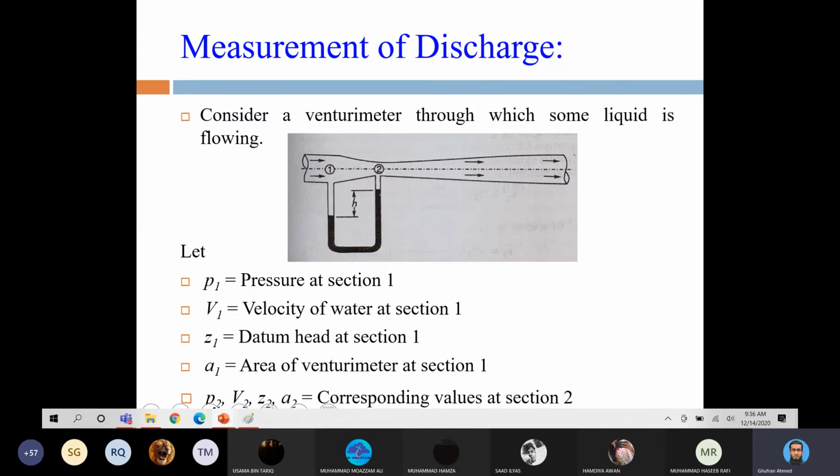So consider a venturimeter through which some liquid is flowing. Let it have two parts: one is a pipe section at section 1, and the other is a throat section. So this is the throat and this is the pipe. Section 1 is at the pipe and section 2 is at the throat. P1 is the pressure at section 1, V1 is the velocity of water at section 1, Z1 the datum head at section 1, and A1 the area of the venturimeter at section 1. Similarly, the corresponding values at section 2 are P2, V2, Z2 and A2.